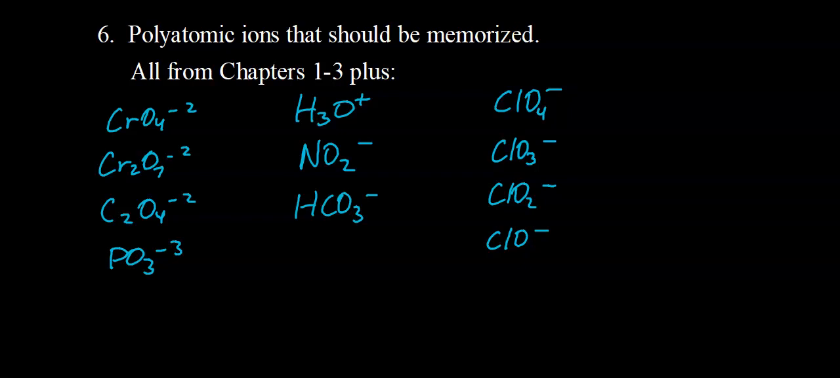Let's start with the chlorine ones. So we have 4 different chlorine polyatomic ions. ClO3- is called chlorate. One more oxygen than the ate gets a per prefix, so ClO4- is called perchlorate. One oxygen less than the ate ion gets the ite suffix, so ClO2- is called chlorite. One less oxygen than the ite gets the prefix hypo, so ClO- is called hypochlorite. So again, make sure to memorize all of the polyatomic ions.